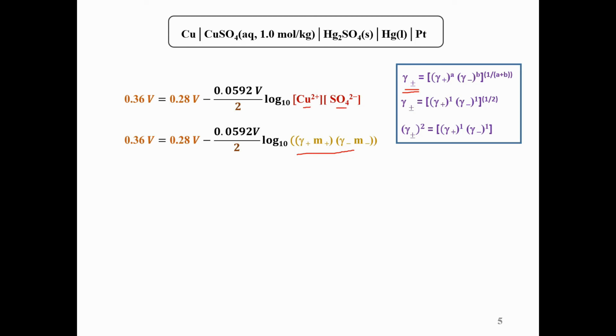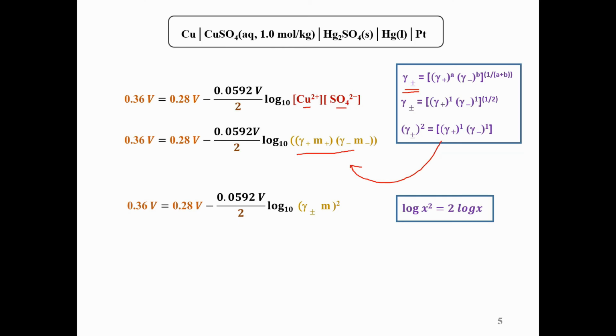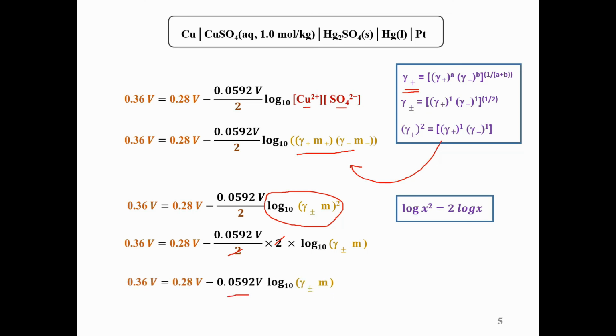Here a and b are both equal to 1. So gamma plus or minus equals gamma plus into gamma minus, all raised to 1 by 2. Taking the square on both sides of this equation, we end up with gamma plus or minus squared equal to gamma plus into gamma minus, which can be substituted here. Similarly for the case with m, and we end up with this equation. If we see this part of the equation alone, it resembles log x squared, which is equal to 2 log x. So this 2 can be taken outside and we can remove these 2s, and we have this format of equation now.